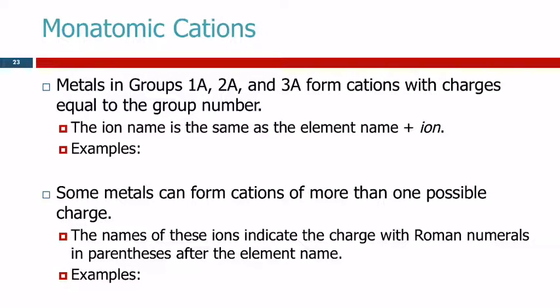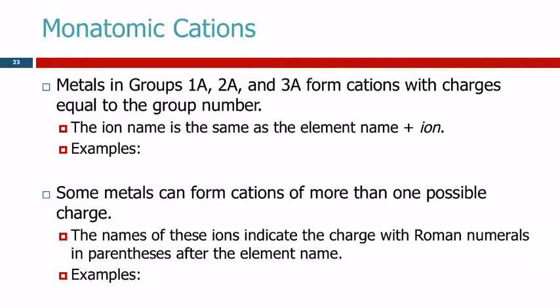Let's talk about the cations. So metals form cations. They do so by losing electrons. Metals in groups 1A, 2A, and 3A form cations where the charge is equal to the group number. And to name these ions, the ion name is the same as the element name. You just toss the word ion on the end. So the metals are like men, they don't change their names when they get married, right? Except maybe, no, they don't change anything.